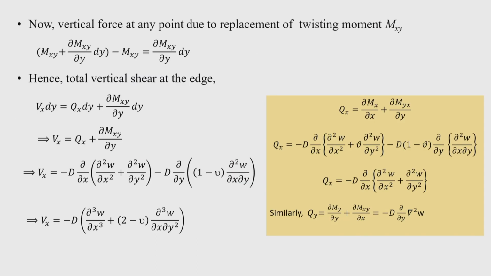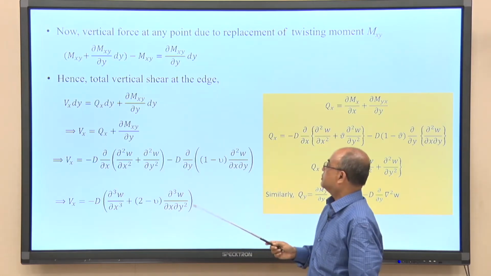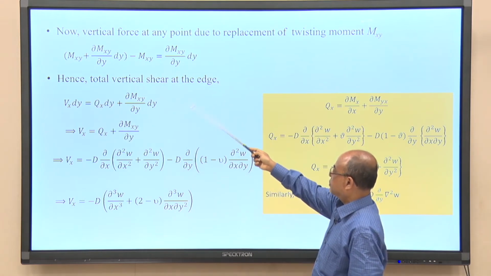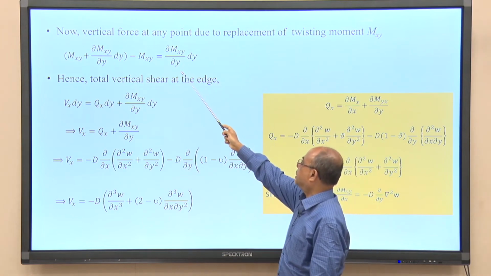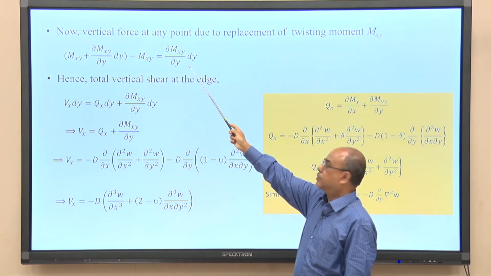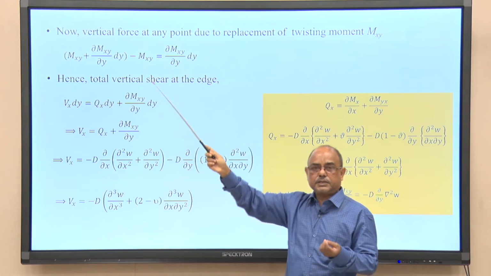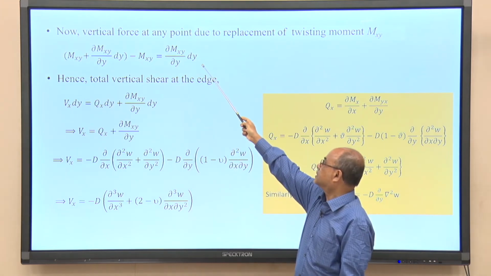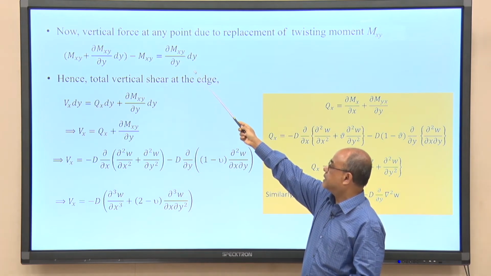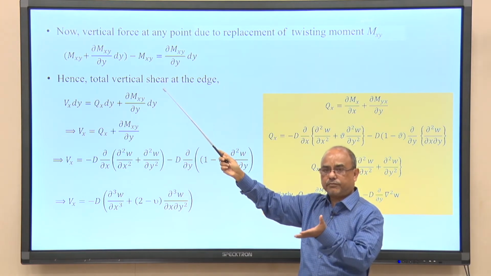Kirchhoff has given an expression for the effective shear, therefore it is popularly known as Kirchhoff's effective shear. In this slide you can see that the net vertical force in the element of d y will be d m x y by d y into d y. This is the unit of force, because m x y is force per unit length and this is d y. So, this will again be force per unit length, because the shear force is expressed in units of force per unit length.